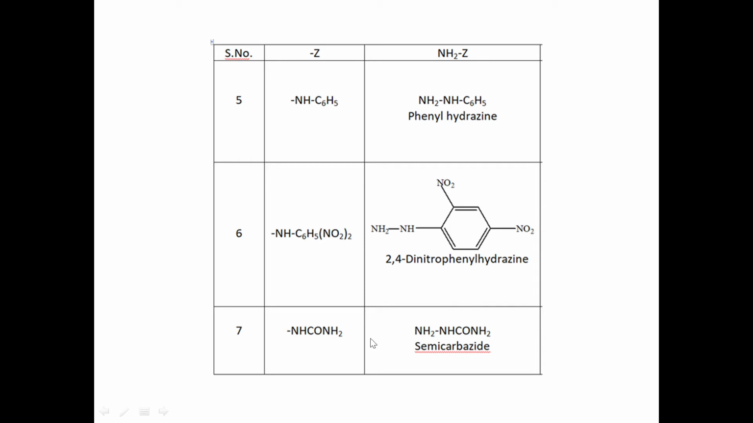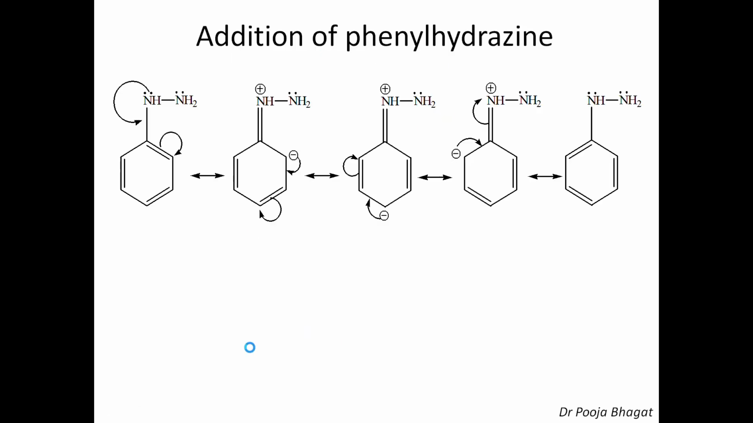Then if the Z is NHCONH2, what is the reagent? NH2 from here, and instead of Z it is NHCONH2. So NH2NHCONH2. This reagent is called semicarbazide. Again, as you can see here, how many nitrogens are available? 1, 2, 3. All these three nitrogens are nucleophilic in nature. But which is the stronger nucleophile, and which will react with the carbonyl compound? This we'll discuss later on. So now let's discuss the mechanism of these fifth, sixth and seventh reagents.